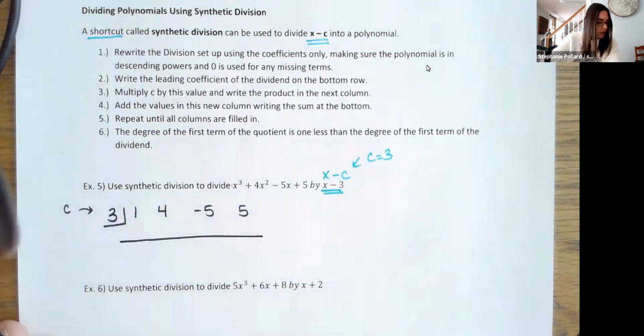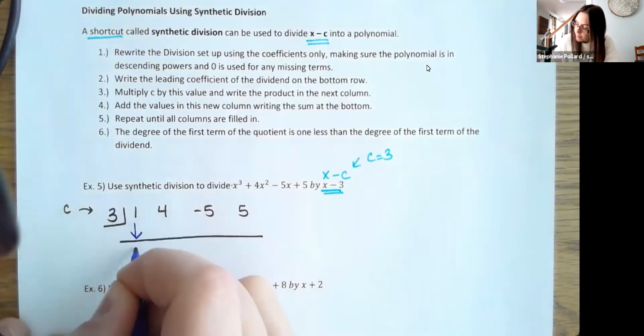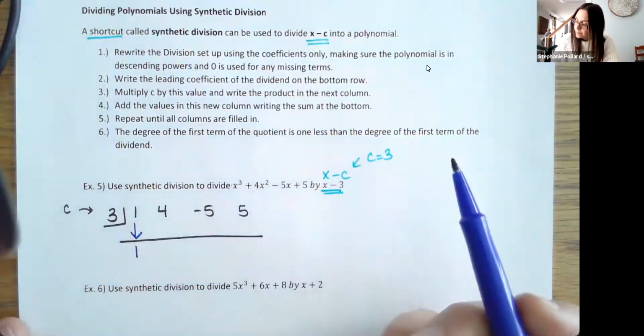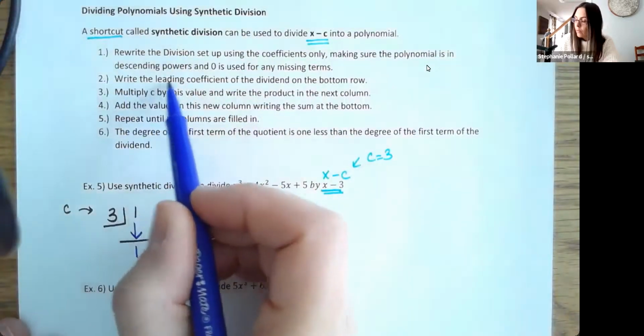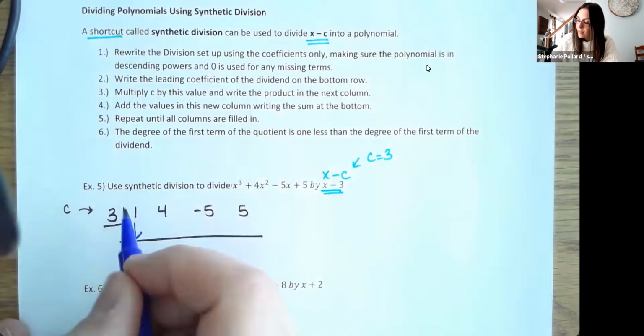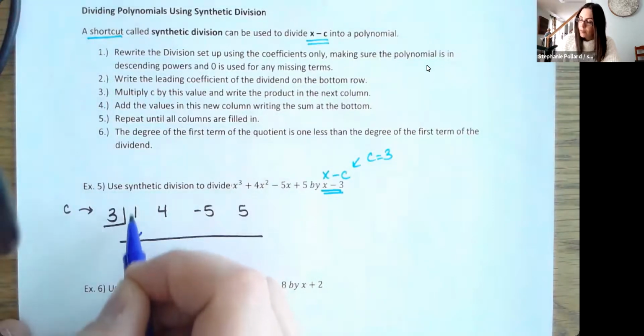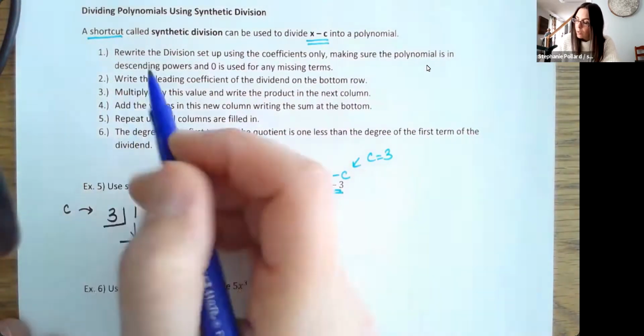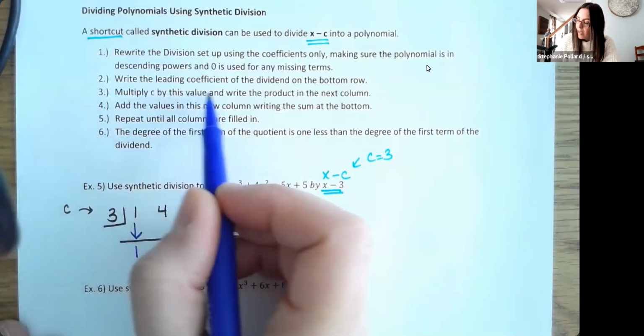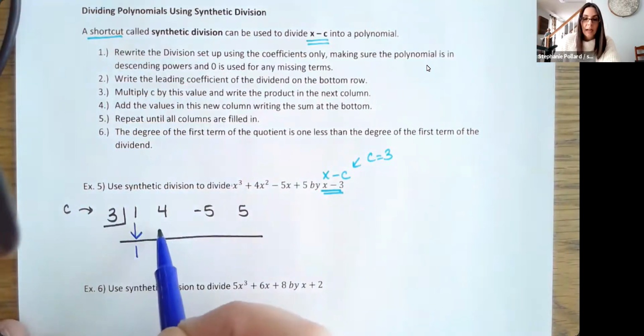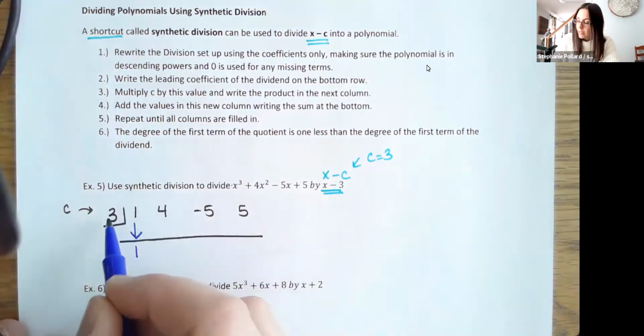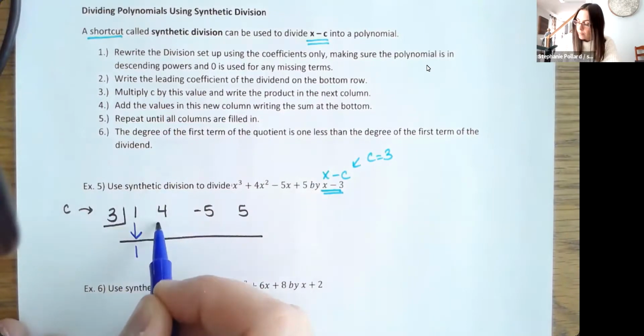So what you're going to do is the first step is you're actually just going to bring down the first number. Okay, so we're going to write the leading coefficient of the dividend on the bottom row. That's this right here. Just bring that first number down. Then what you're going to do is you're going to multiply the c by this value and then write the answer in the next column. So 3 times 1 is 3.